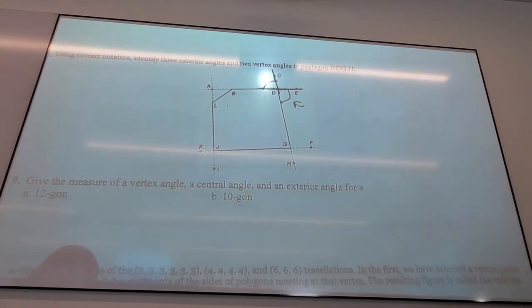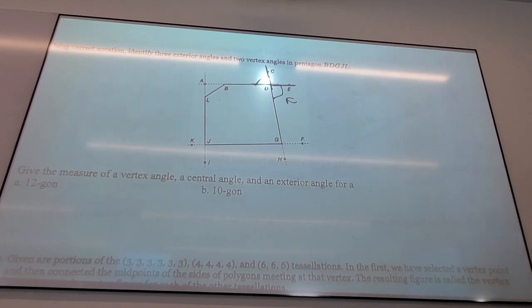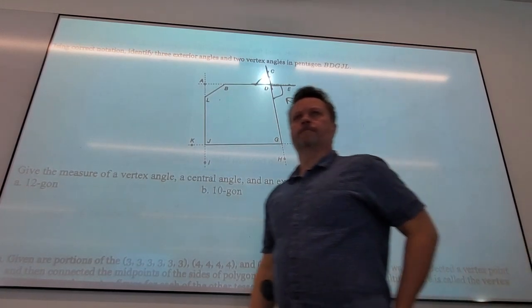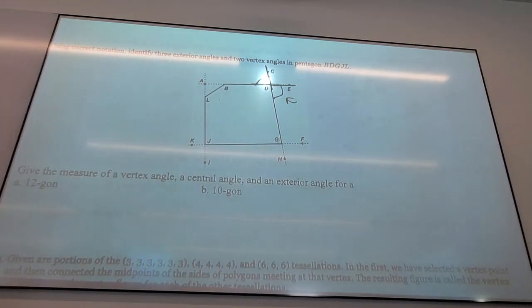Do you see how CDE is not an exterior angle? It's not an angle between an extension and the next side. That's an exterior angle: if I extend a side, the angle between that extension and the next side, that's an exterior angle.